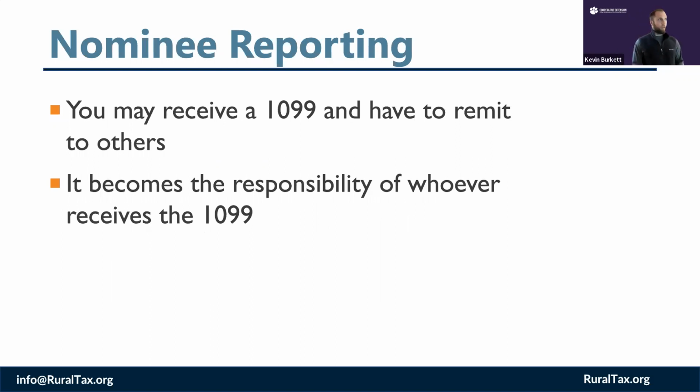You may also get into a situation where you receive a 1099, but it was actually supposed to go to someone else. This is what they call nominee reporting. In that instance, it becomes the responsibility of whoever receives the 1099. So in one sense, you might think it'd be the original issuer, or you might have a filing requirement there that you're not totally aware of. That's why we wanted to cover this and talk about this a little bit.